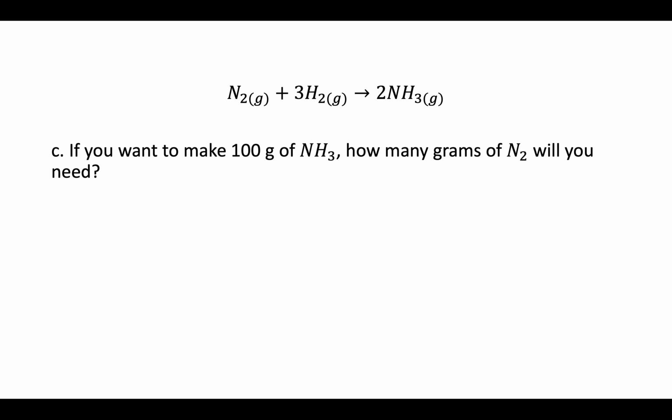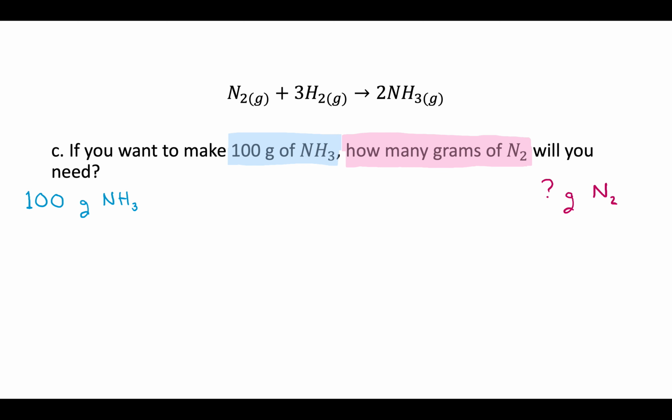All right, what if you want to make 100 grams of ammonia? That's how much you need to feed this community. How many grams of N2, nitrogen, will you need? So it's a conversion problem. What do they give you? 100 grams of ammonia, NH3. What units are they asking for?